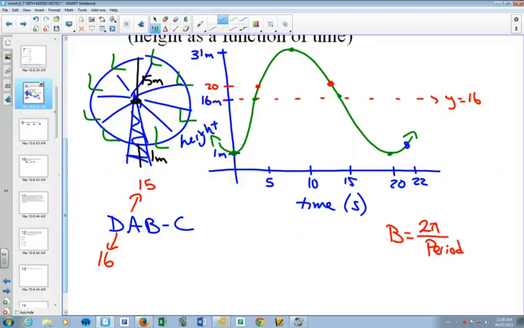Your b value is 2 pi over the period. So in this case, our b value will be 2 pi over 20, since our period is 20. And then our c value is going to change depending on which function we choose. So we could choose a sine, cosine, negative sine, or negative cosine.